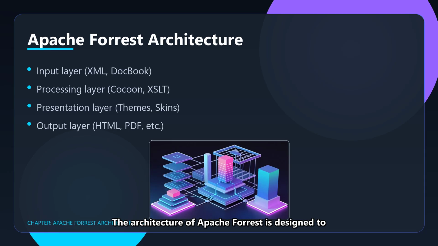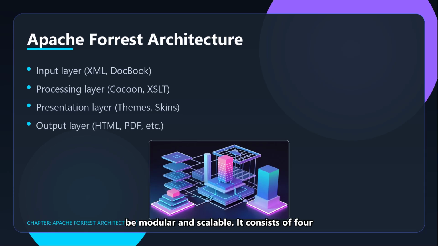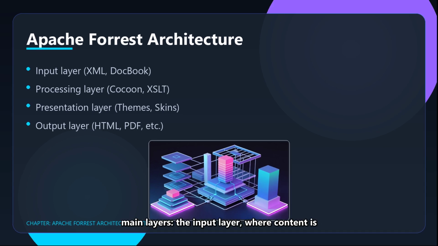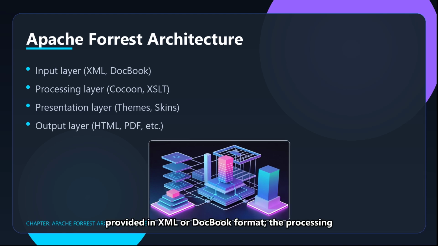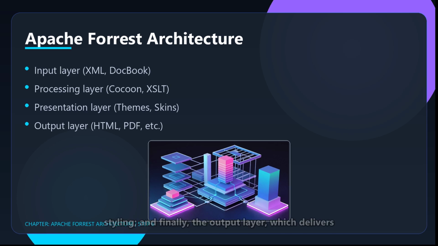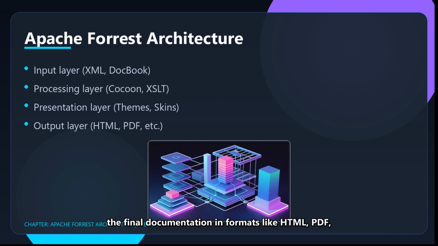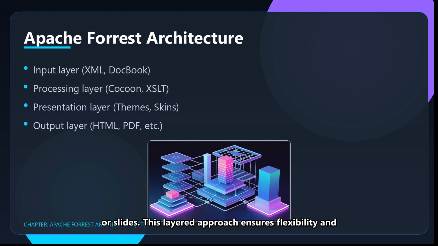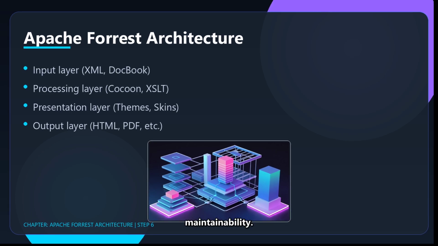The architecture of Apache Forrest is designed to be modular and scalable. It consists of 4 main layers: the input layer, where content is provided in XML or DocBook format; the processing layer, where Cocoon and XSLT handle transformations; the presentation layer, which applies themes and skins for styling; and finally, the output layer, which delivers the final documentation in formats like HTML, PDF, or slides. This layered approach ensures flexibility and maintainability.